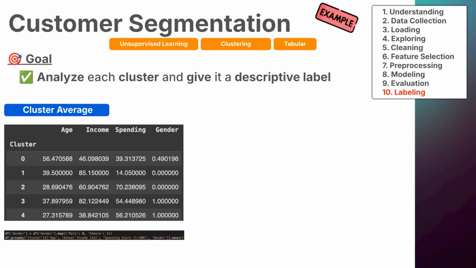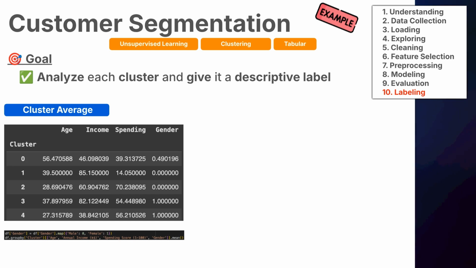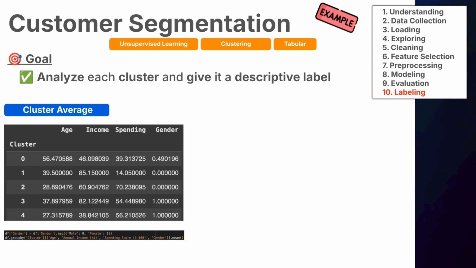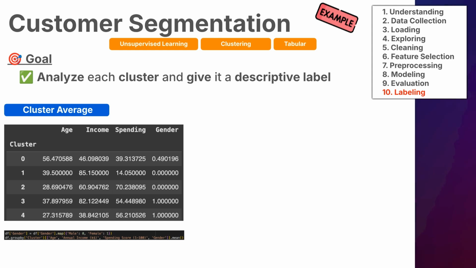Next, cluster 2. This group is young, around 29, earns a moderate income, around 61K, and has a very high spending score, around 70. All are male, so they can be labeled as active shoppers. Next, cluster 3. These customers are mid-aged, around 38, have higher income, around 82K, and above average spending, around 54. All are female, so they can be labeled as premium customers with a female skew.